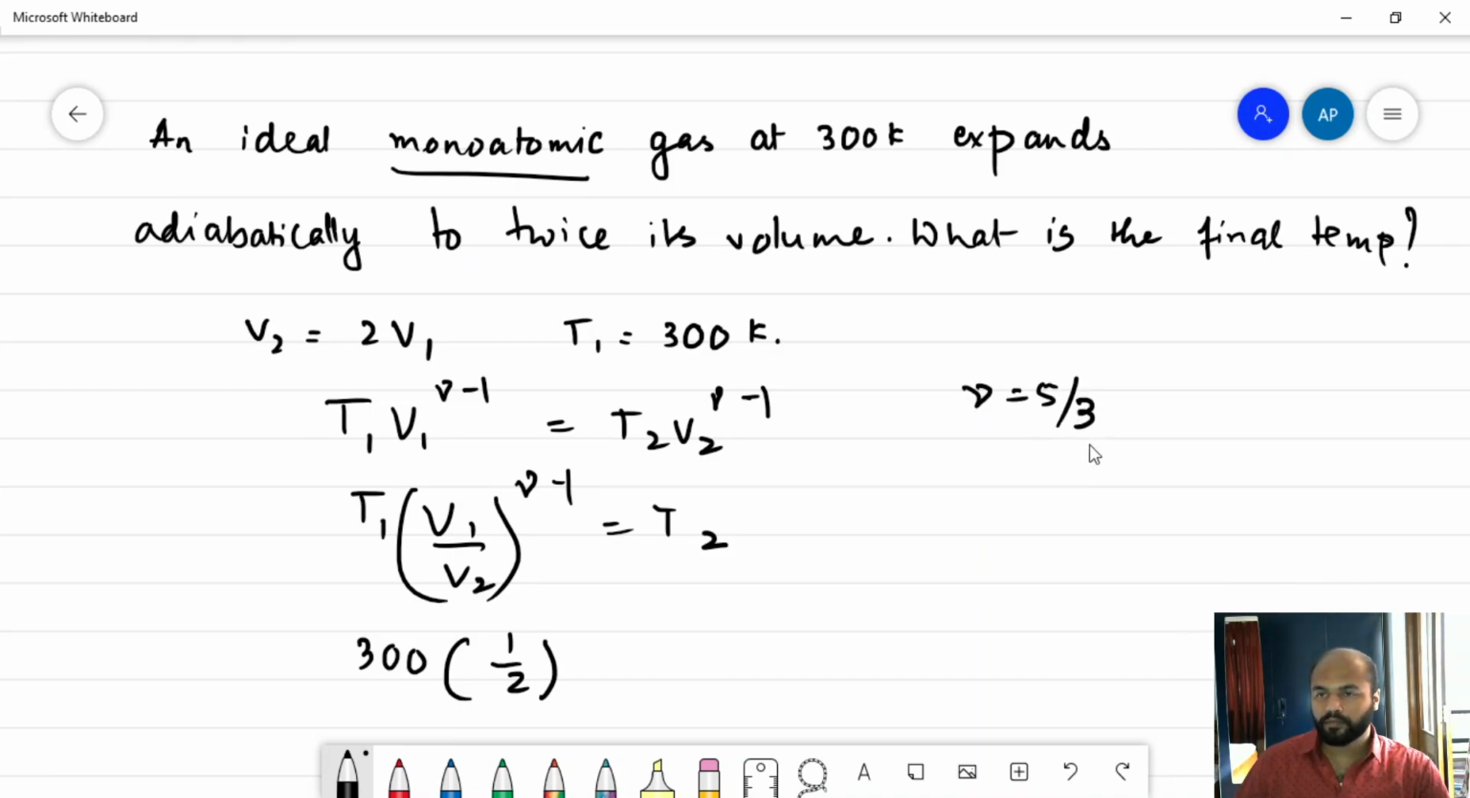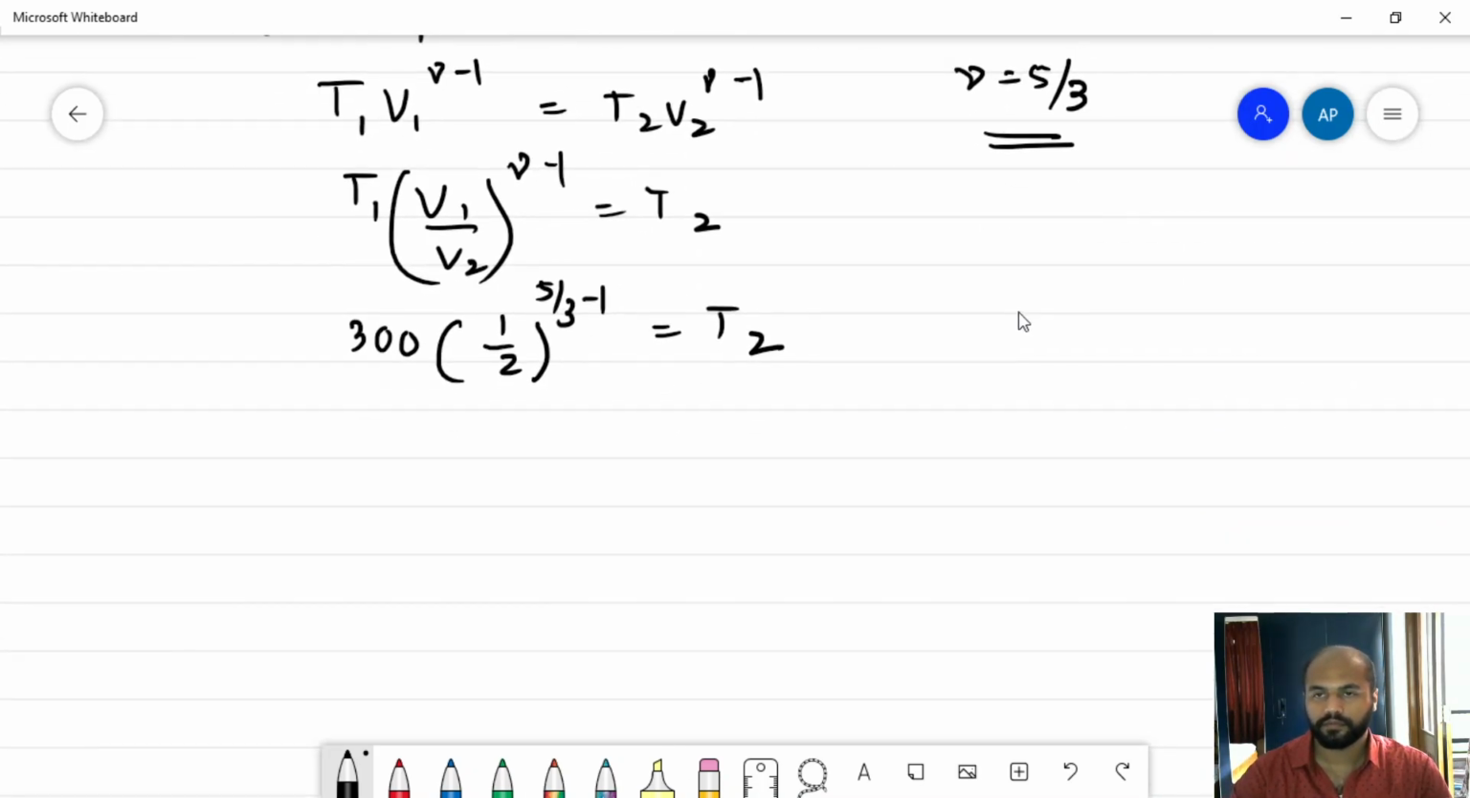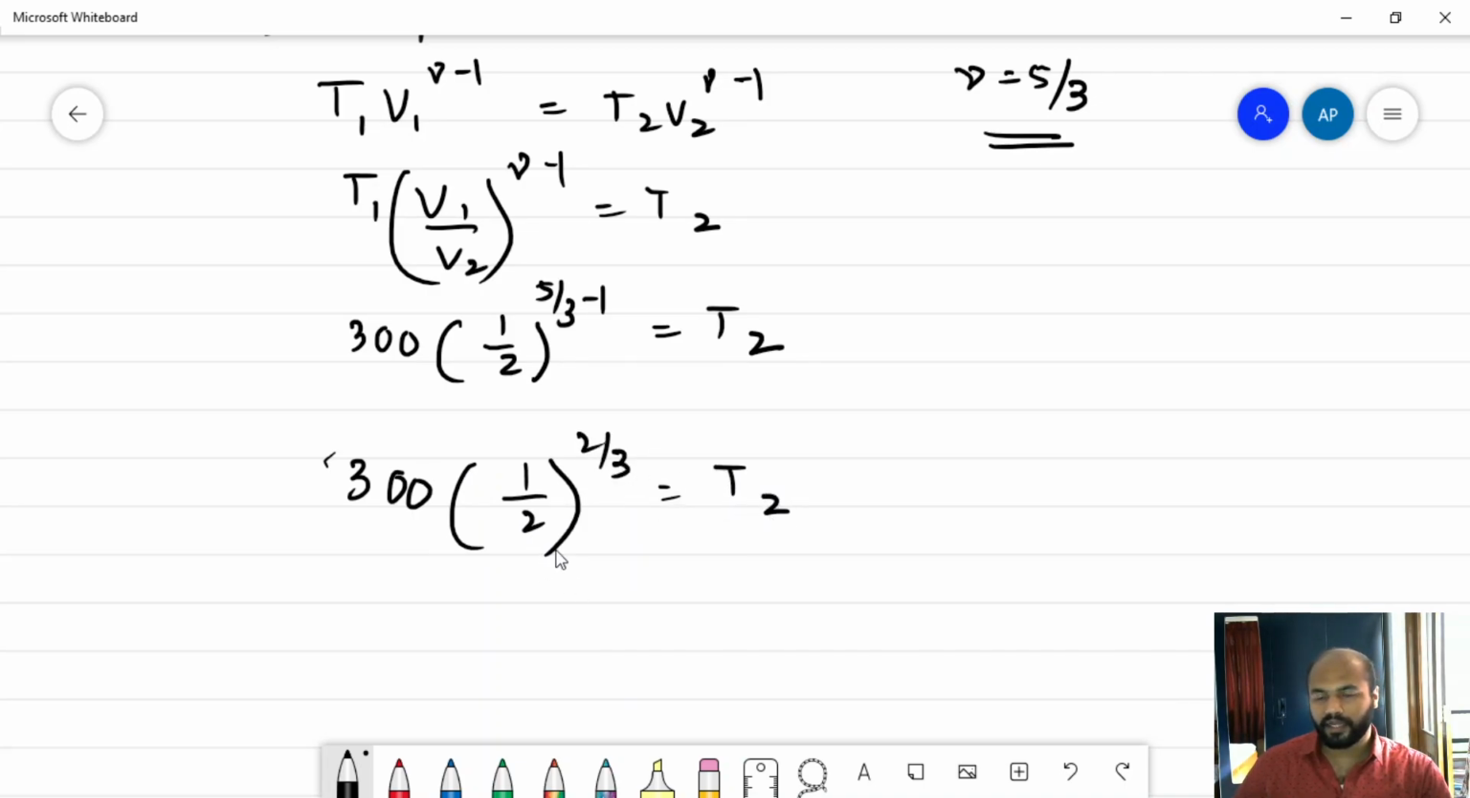We will learn more about this in the next lectures. So 5 by 3 minus 1, that is for T2. So basically it is 2 by 3. So let's do this: 300 into half raised to 2 by 3. What 2 by 3 means is that we will first square it and then find the cube root of it. After we do this process, we get the answer as 189 Kelvin approximately.